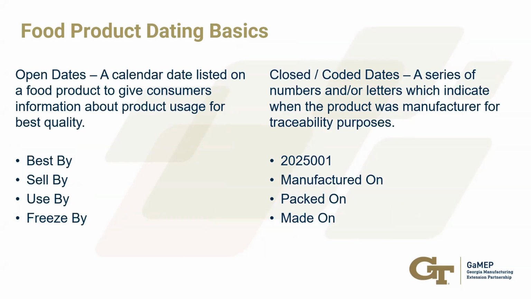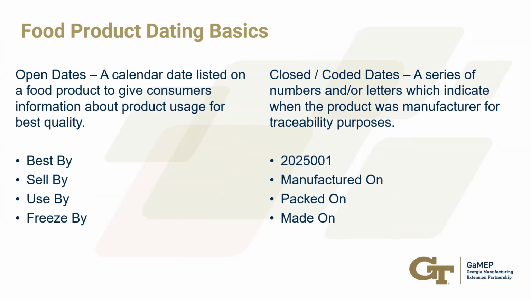So in the food landscape, there are two types of dates, and the industry terms are open codes or closed codes. So open dates are the dates consumers are used to reading, and those include your best by, sell by, use by, use or freeze by, best before, for peak quality, use within, after opening, consume within X number of days. All of that is an open code date.